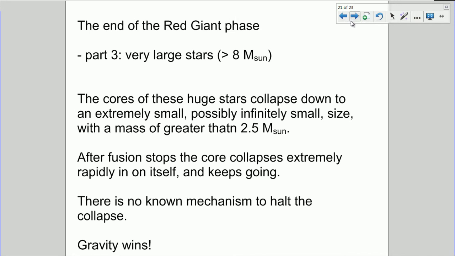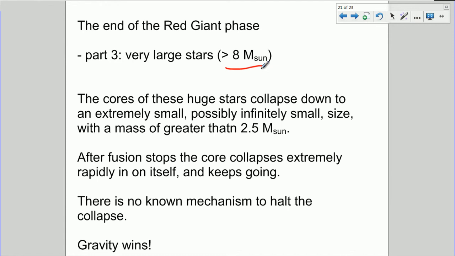All right, so part three: very large stars, and we're talking about greater than 8 solar masses. These stars undergo the same process. They have a supernova, but even that neutron degeneracy pressure, the pressure of those neutrons pushing out against each other in that sort of giant atomic nucleus in the sky, is not enough to halt the gravitational collapse. And at present, we don't really know what happens after that.